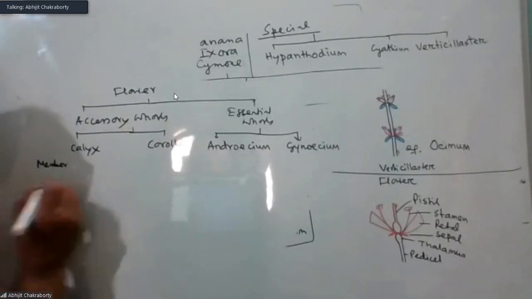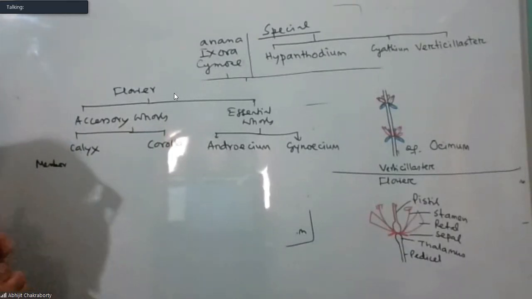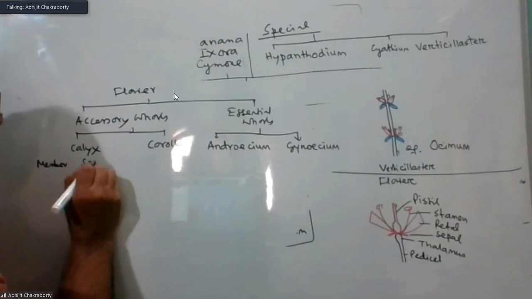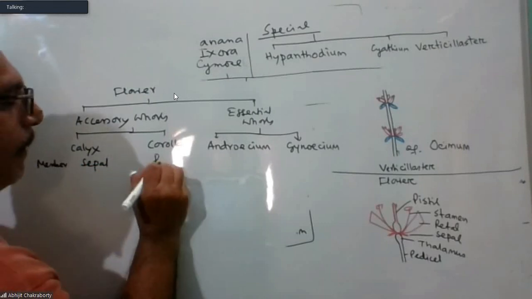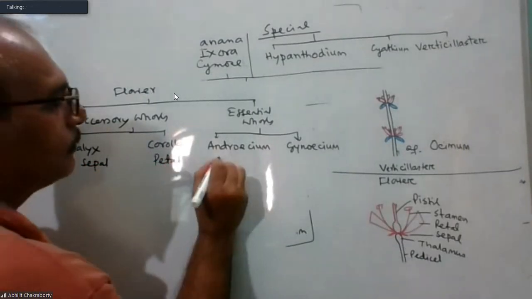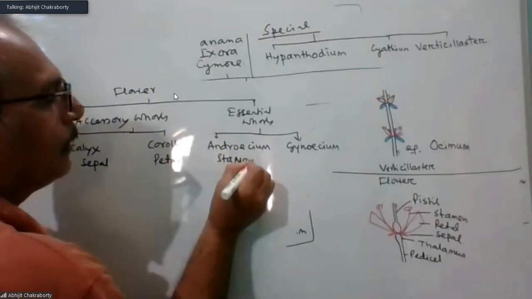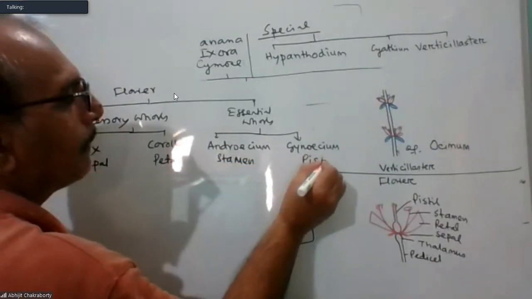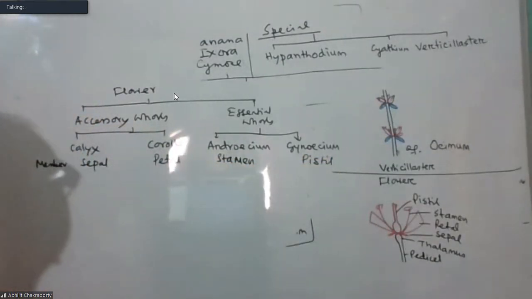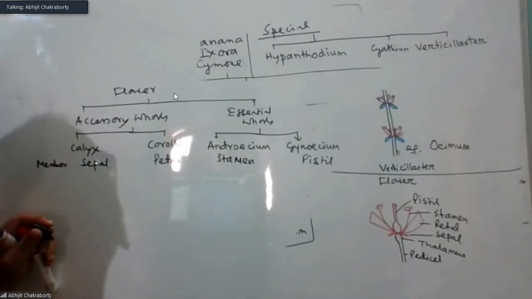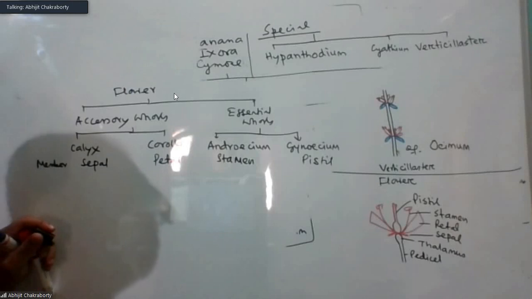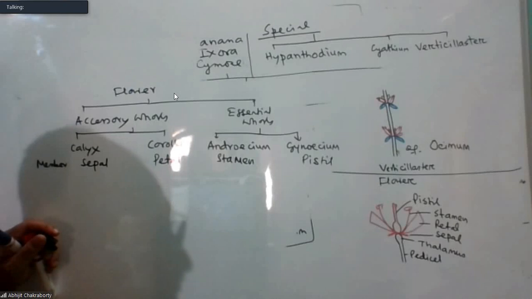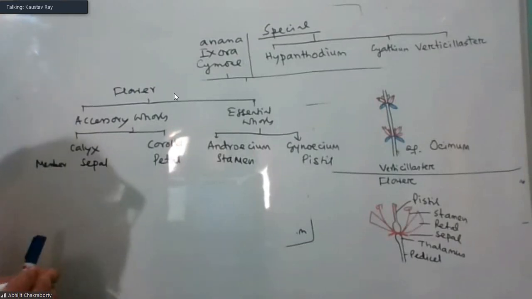Each member of calyx is called sepal, petal, stamen, pistil. Each member of calyx is sepal, corolla, petal, androecium, stamen, and gynoecium, pistil. Clear? Yes, sir. Okay.